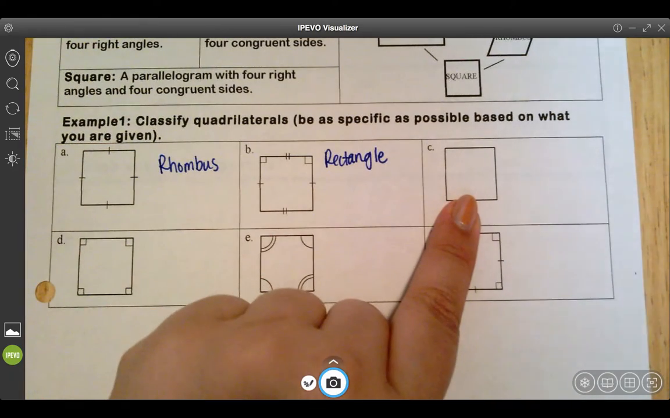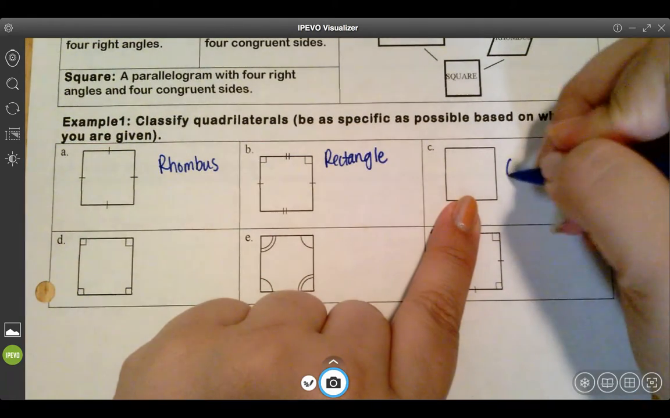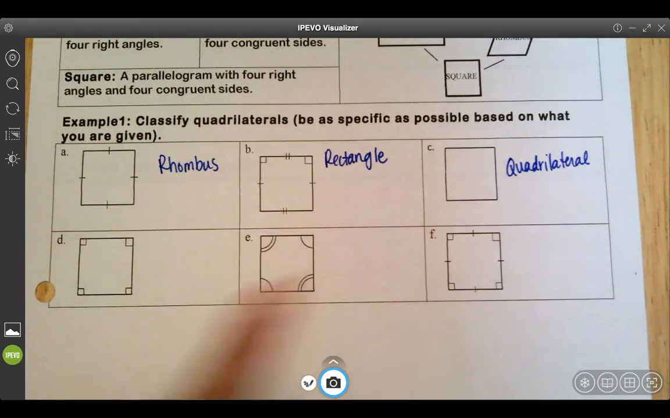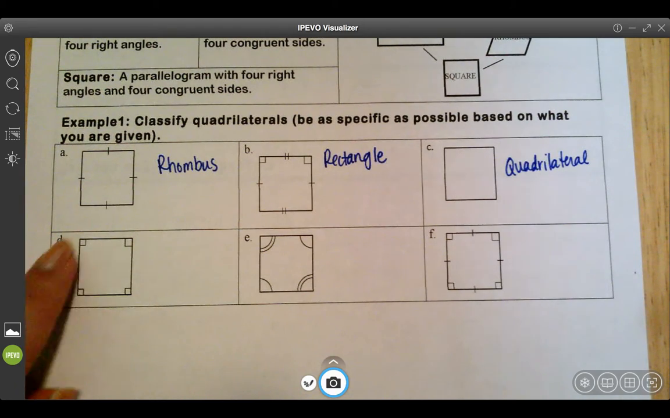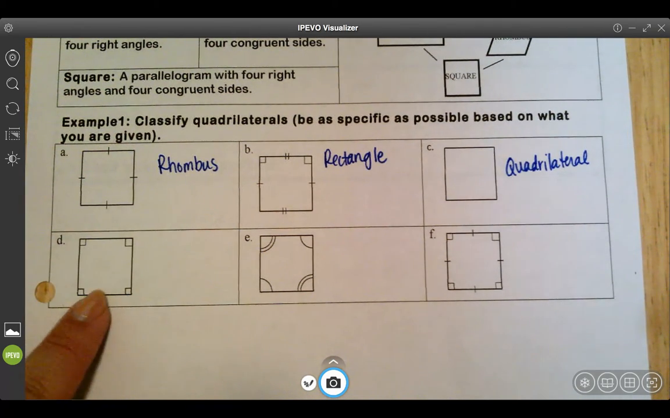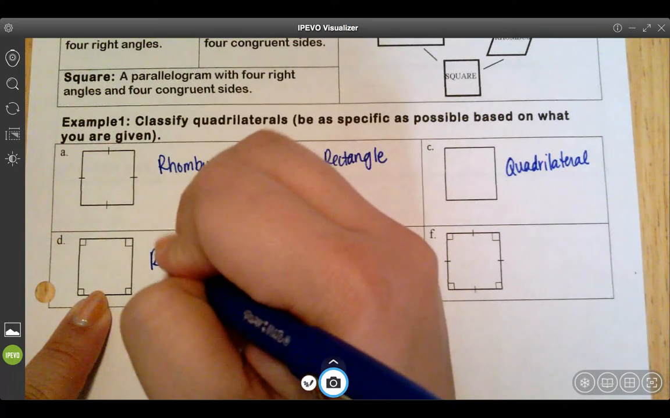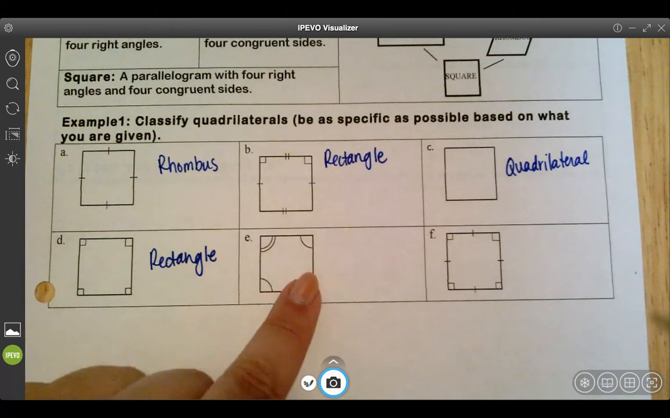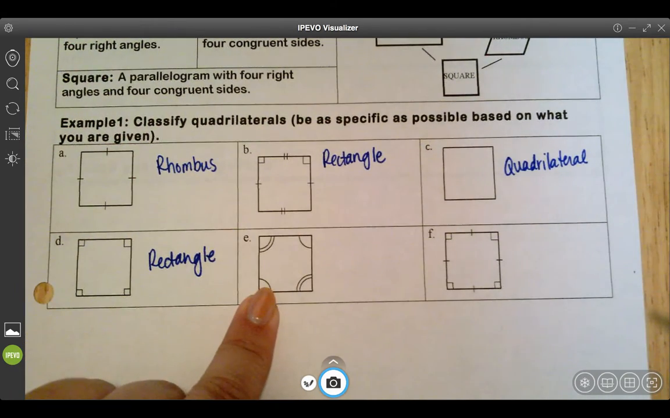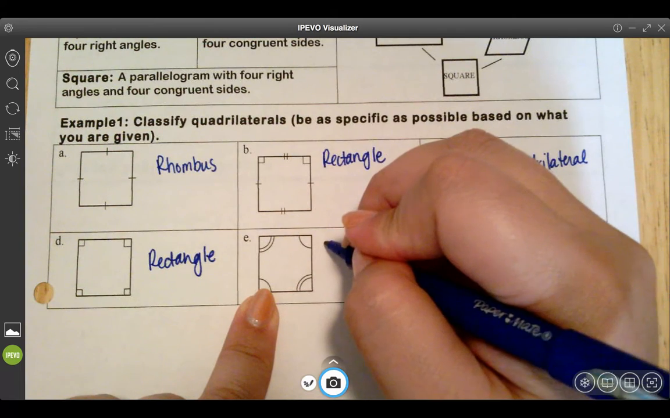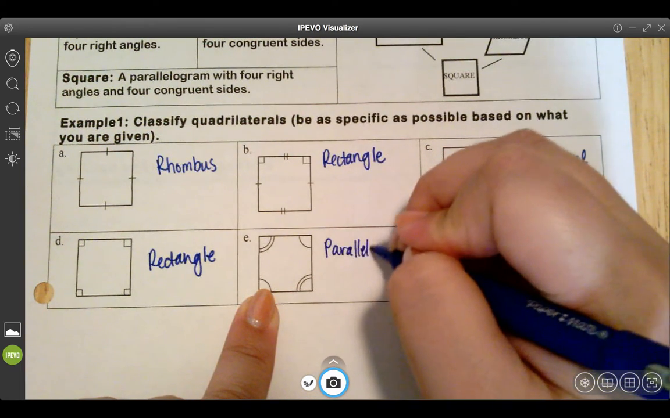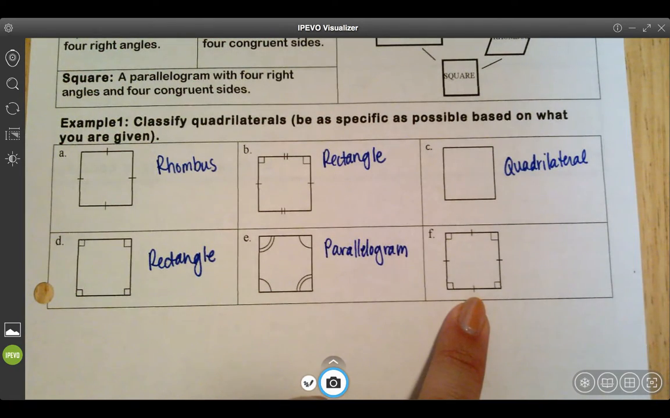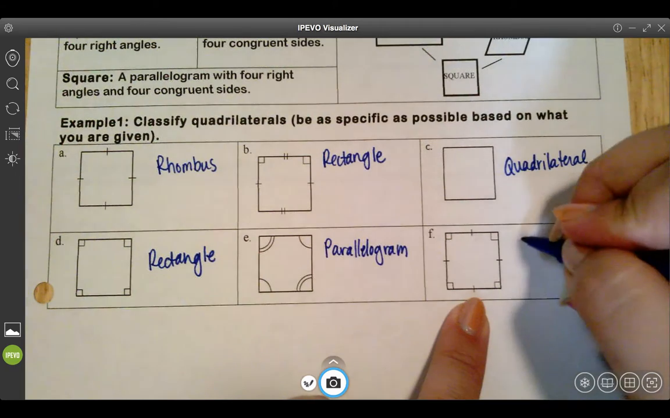In part C, we have four sides, but that's all we know. This is a quadrilateral. In part D, we have four right angles, but we don't know anything about the sides. Well, if it has four right angles, this has got to be a rectangle. In part E, we have opposite angles are congruent. We don't know anything about the side lengths. Therefore, all we can say about this one is parallelogram. And lastly, we have four congruent sides and four right angles. That makes this one a square.